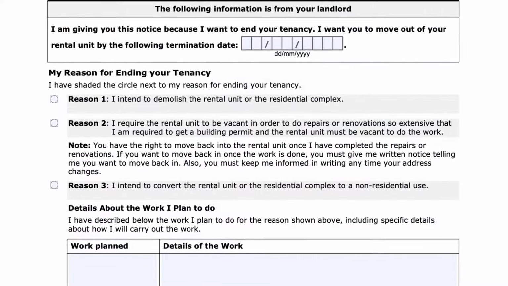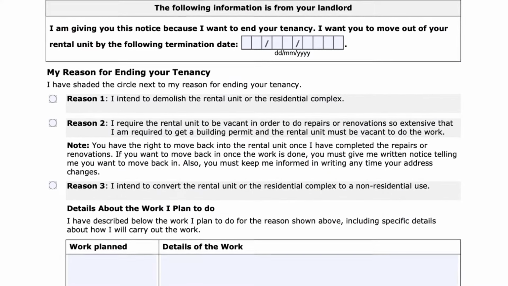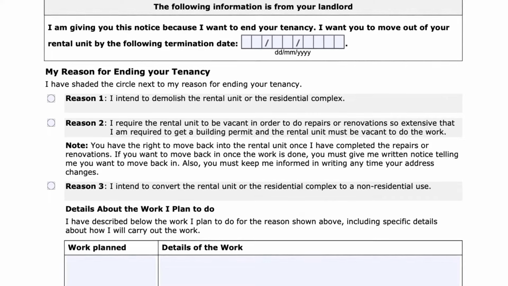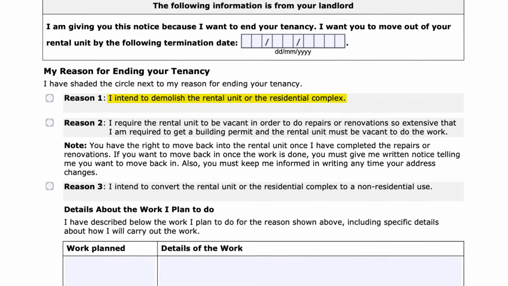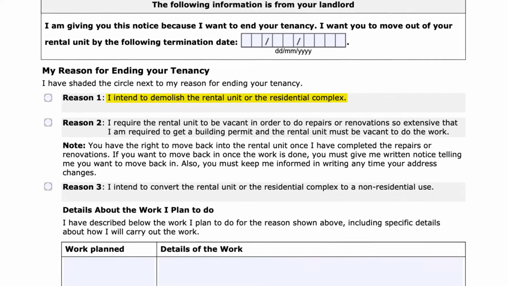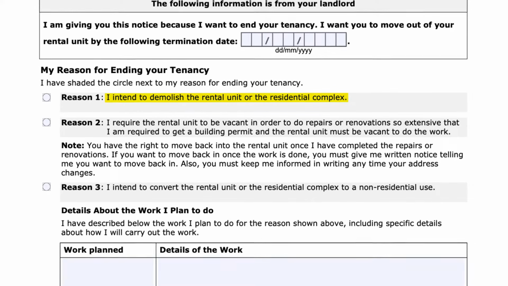Now, we're not actually going to jump into too much detail to discuss reasons 1 and 3 here, but in a nutshell, reason 1 is going to be if you want to demolish a unit or rental complex, and this is often used if you're a developer or a builder.